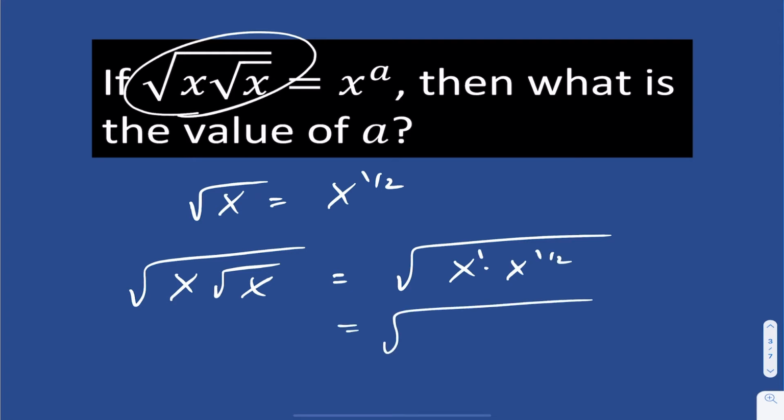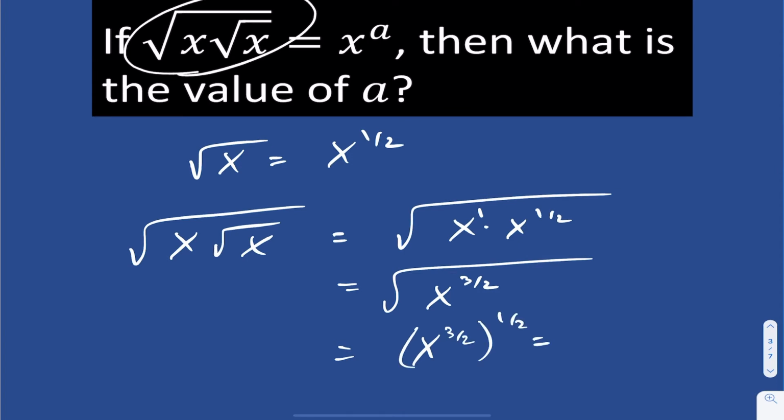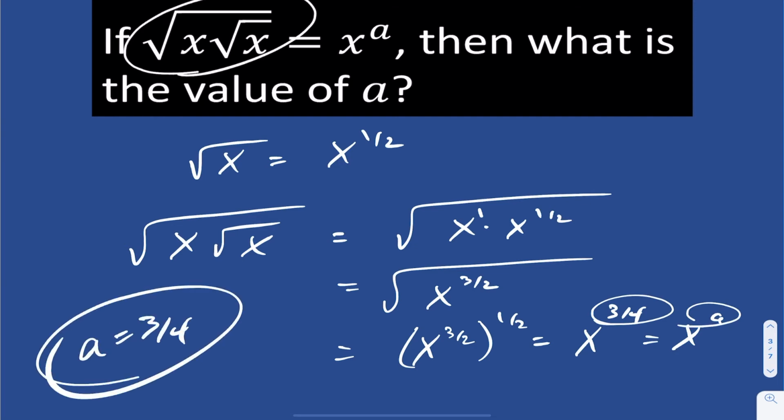Now I'm multiplying with the same base. I add the exponents. So 1 plus a half is 3 halves. And you continue on in this manner here. So in this case, this will be x to the 3 halves to the half. And power to power you multiply, this is x to the 3 quarters. But like I said, they set this equal to x to the a. So the exponents must be equal, and we get a is 3 quarters.